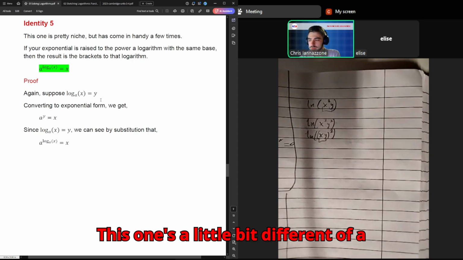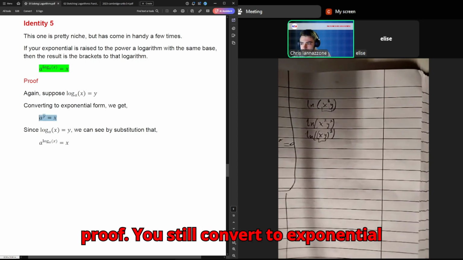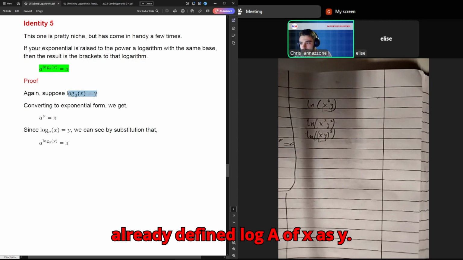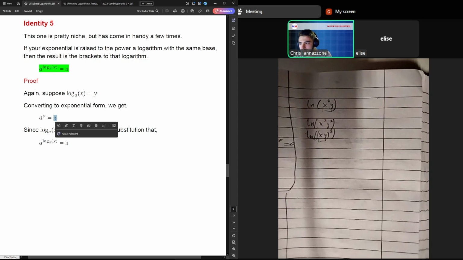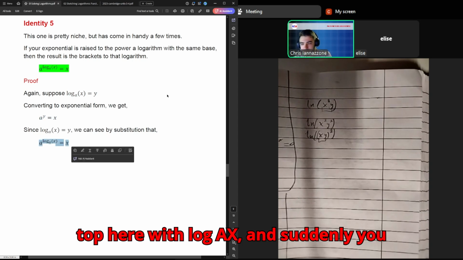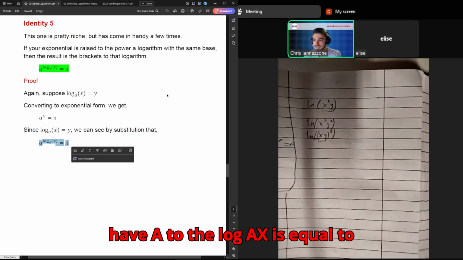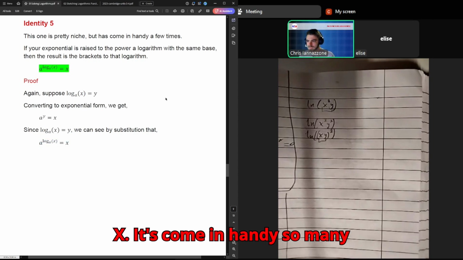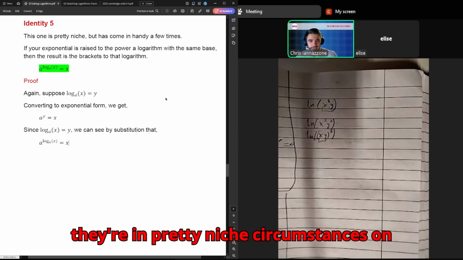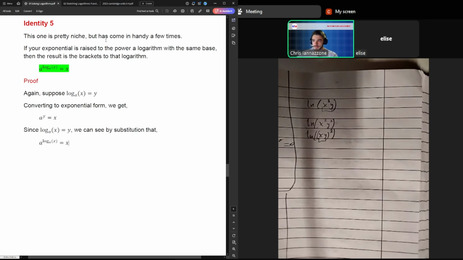This one's a little bit different of a proof. You still convert to exponential form, but you use the fact that we've already defined log a of x as y, and then you just replace this y at the top here with log a x, and suddenly you have a to the log a x is equal to x. It's come in handy so many individual times, but in pretty niche circumstances on the more complicated questions.